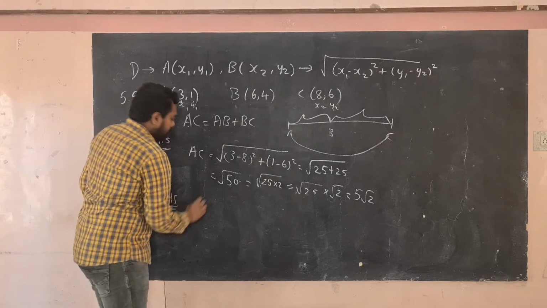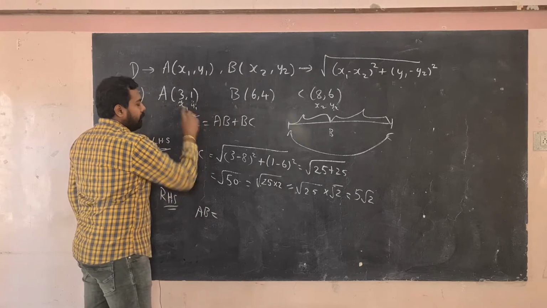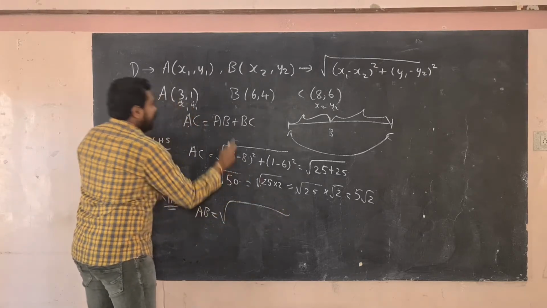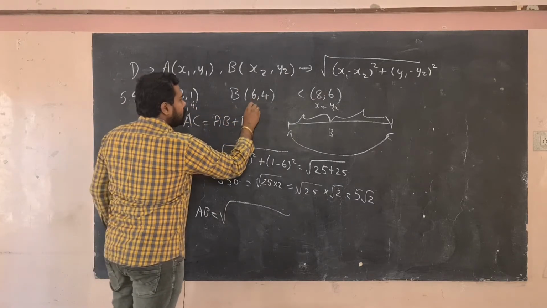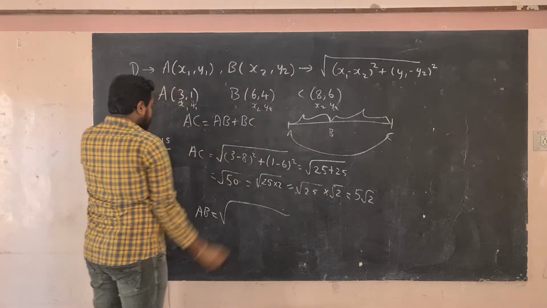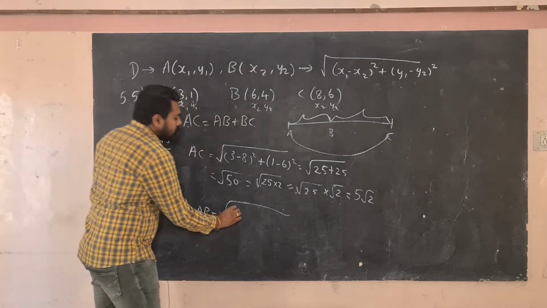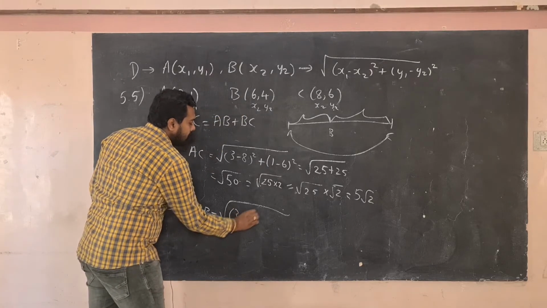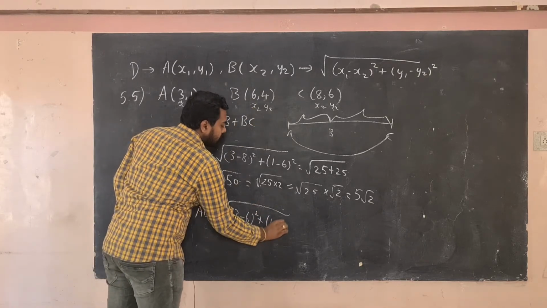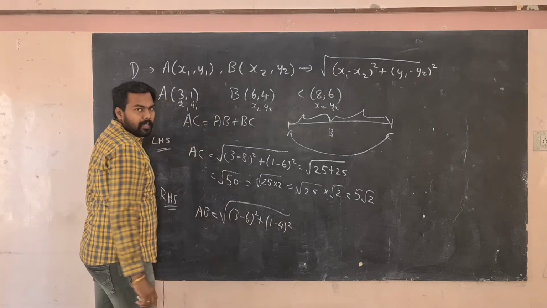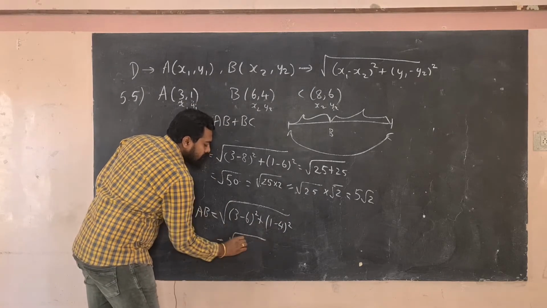what is that? AB. What is the distance between AB? We have to find square root of. Consider these 2 points. Now this will become x1 y1, this will become x2 y2. So to apply the formula, 3 minus 6 the whole square plus 1 minus 4 the whole square. What is 3 minus 6? It is minus 3, right? So minus 3 the whole square is equal to 9.